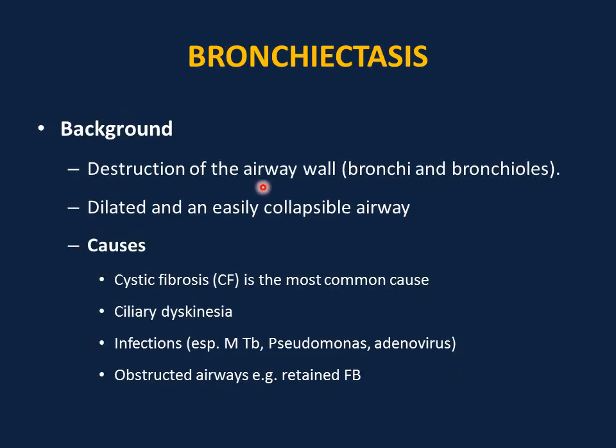Bronchiectasis is a destruction of airway wall, bronchi, and bronchioles, so they become weak, dilated, and easy to collapse. The most common causes of bronchiectasis: cystic fibrosis is the most common cause, ciliary dyskinesia, infections, for example tuberculosis, Pseudomonas, adenovirus, and obstructive airway disease, for example retained foreign body.